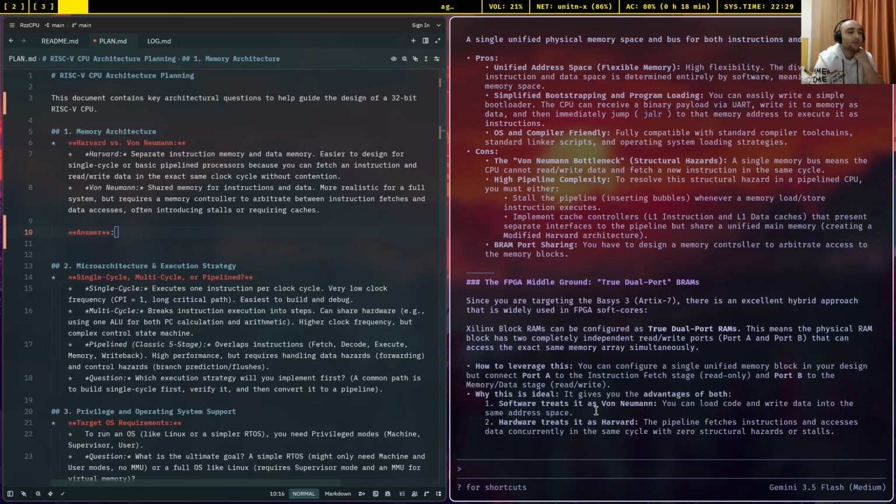Software treats it as a von Neumann. You can load code and write data into the same address space. Hardware treats it as a Harvard.